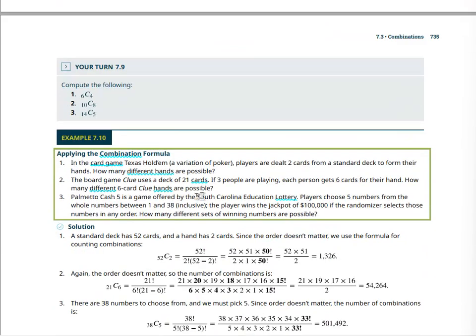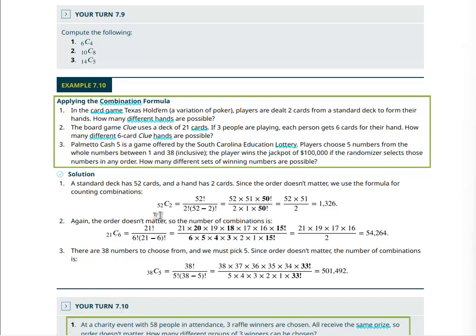All right, and a number of these questions, by the way, are actually just decide which ones, if it's a permutation or combination. Others, in this case here, where you actually do the calculations. So notice here, 52 and 2, 21 and 6, 38 and 5.